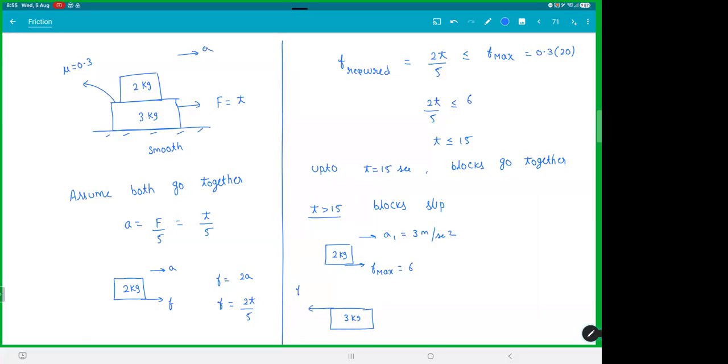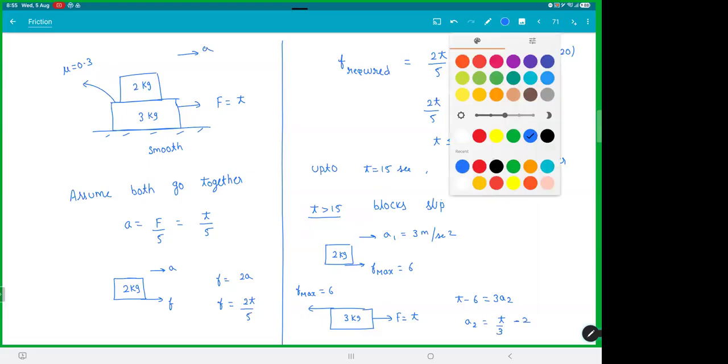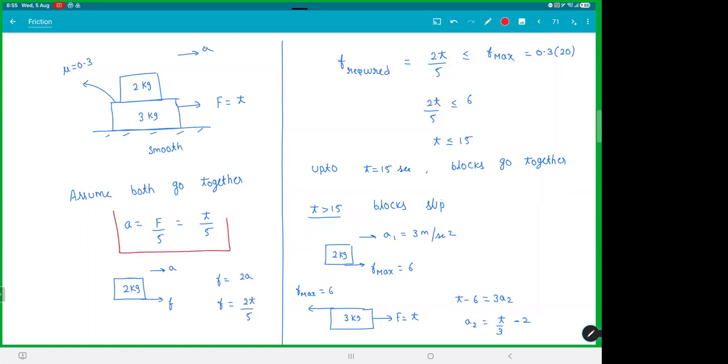For the 3 kg block, this would be F max, which is 6 backward. And this F is equal to T. This will be T minus 6 is equal to 3A2. So we get A2 is equal to T by 3 minus 2. So look at these values. So this was the acceleration, this was the acceleration.